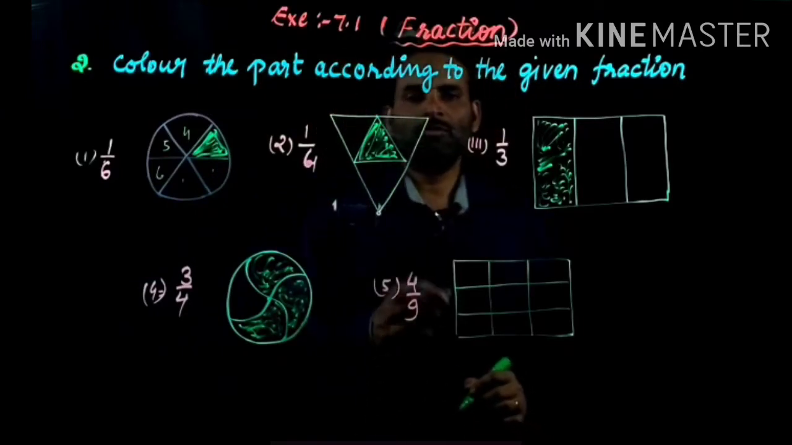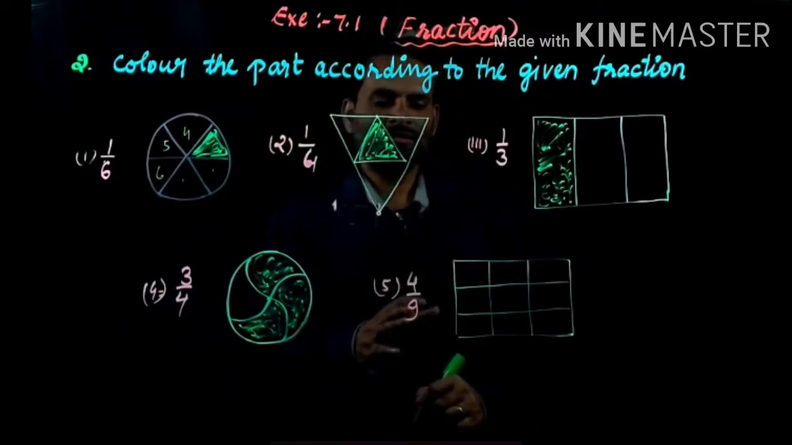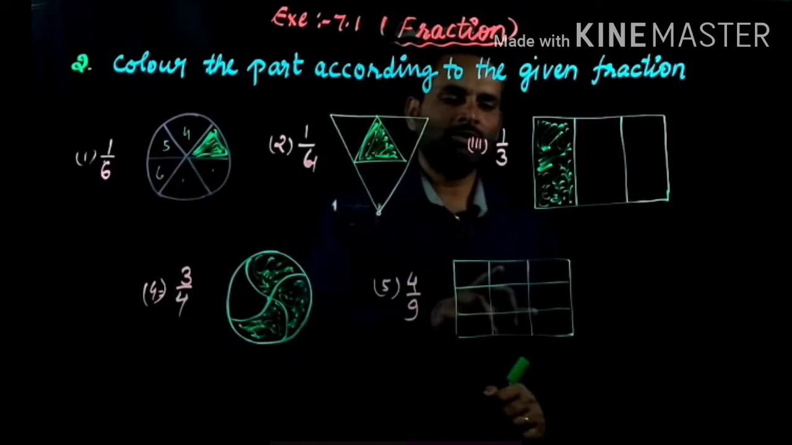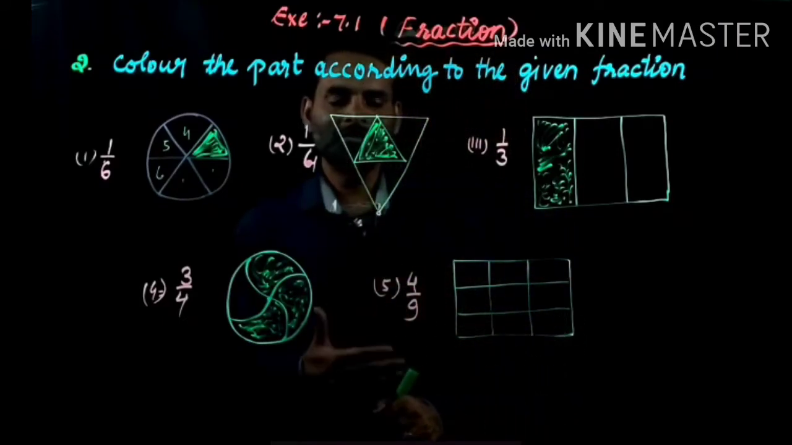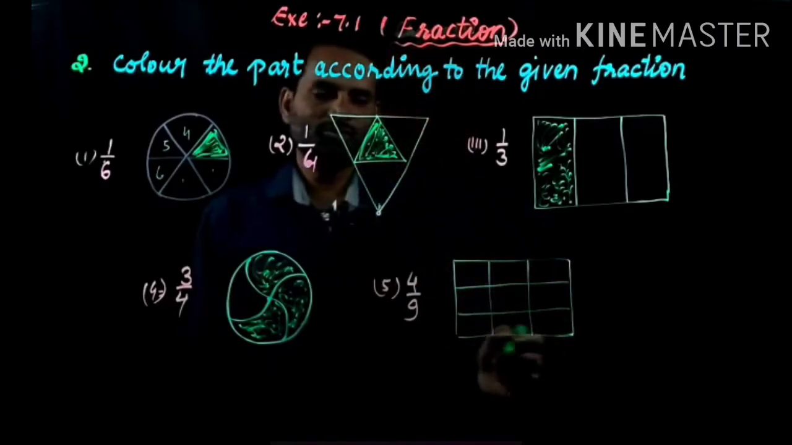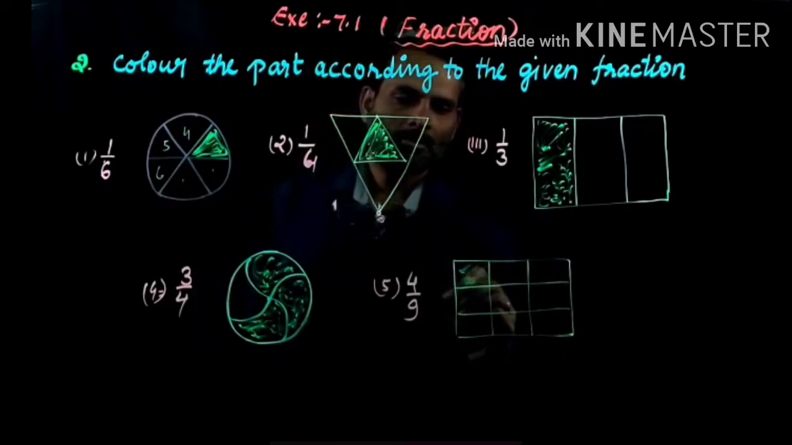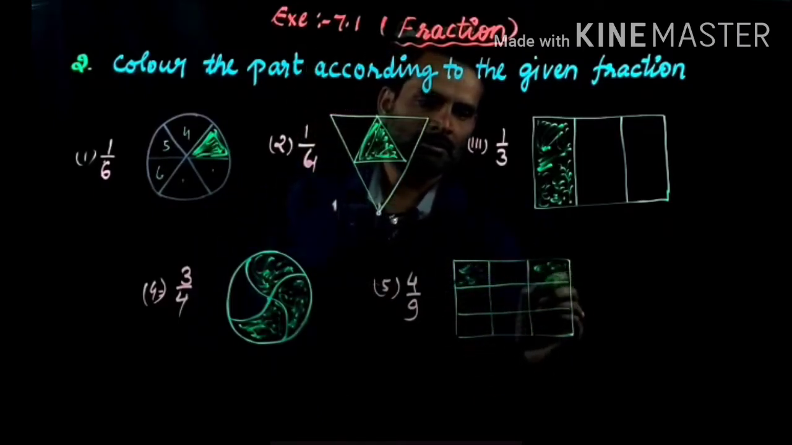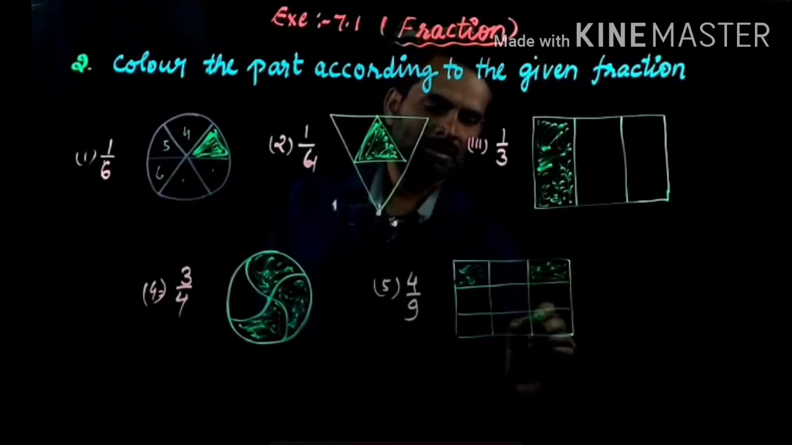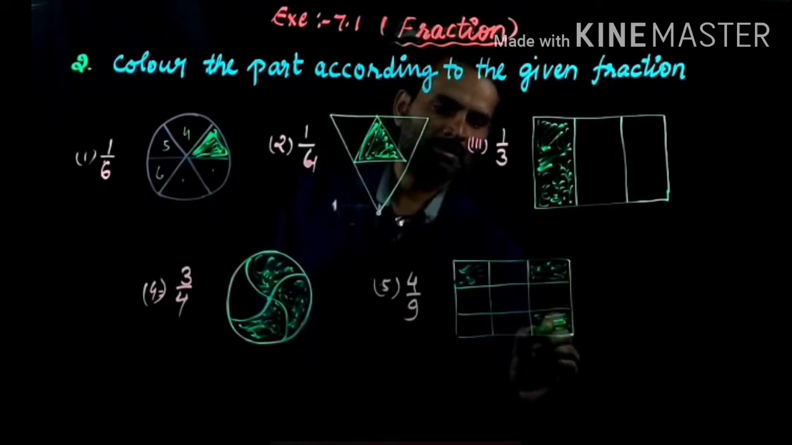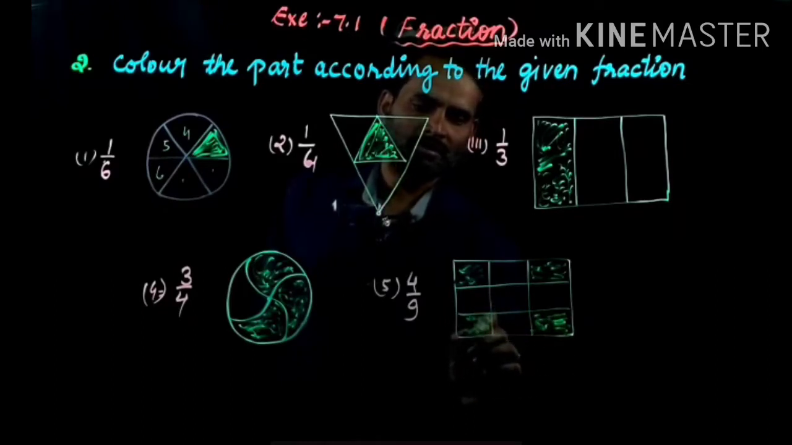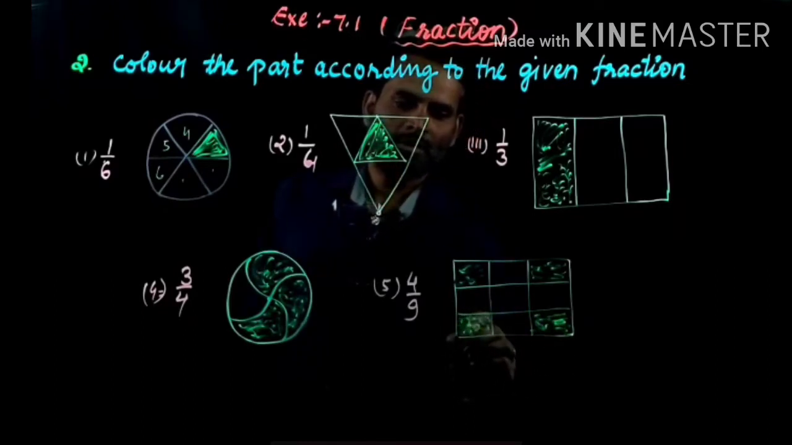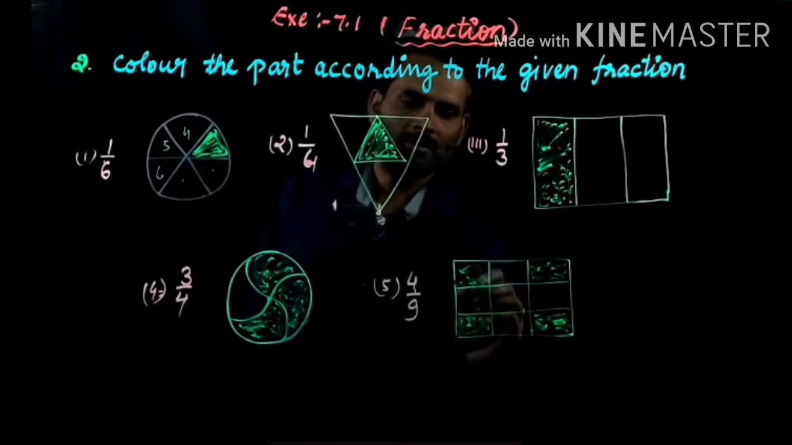And next is 4 upon 9. 4 upon 9 means the total number of parts is 9: 1, 2, 3, 4, 5, 6, 7, 8, 9. And out of 9, you fill any 4. 1, 2, 3, and last this 4. 4 parts will be filled.